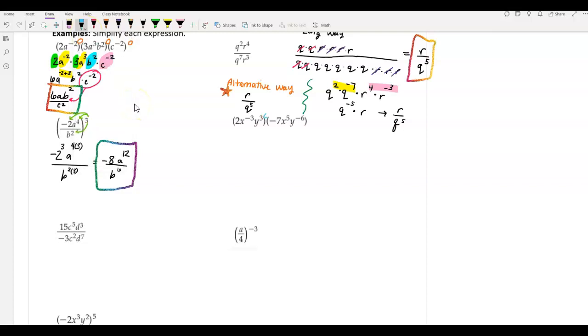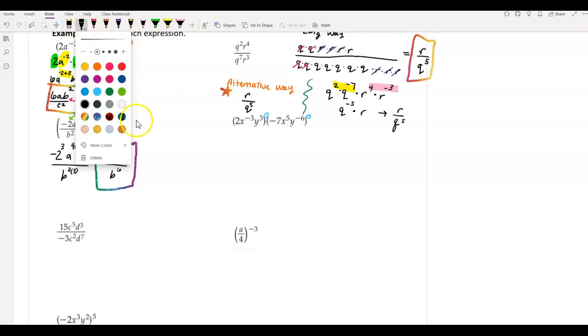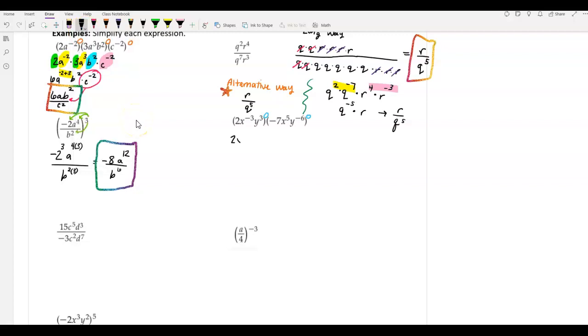All right, I have no powers to the powers. That means I can rewrite everything on one line. When I do that, we have 2x to the negative 3 y cubed times negative 7 x to the 5th y to the negative 6. So first things first, let's go ahead and do our coefficients. 2 times negative 7 gets us negative 14.